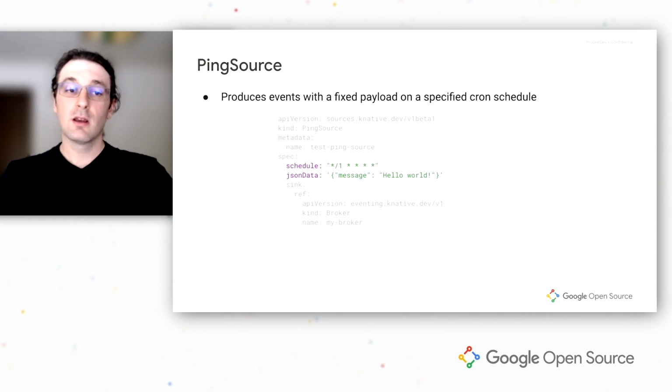The ping source sends events at a fixed schedule with a fixed payload. This specific example uses the cron schedule for every minute, and it always sends a message with the same data. Message is hello world.